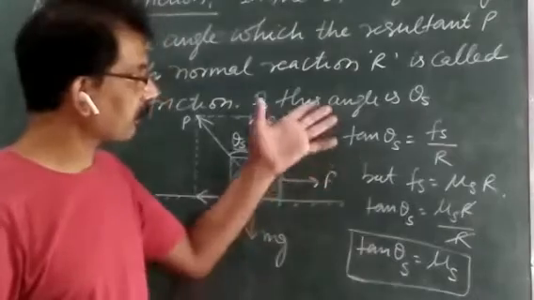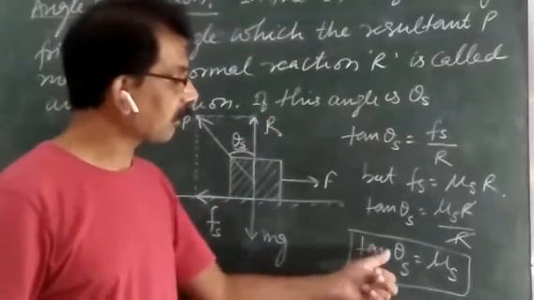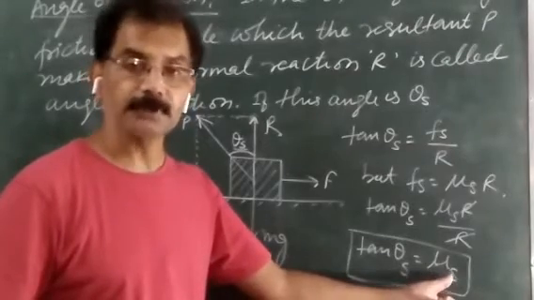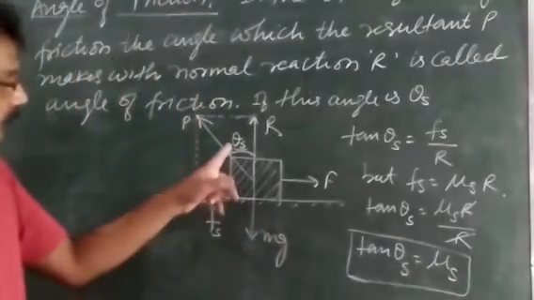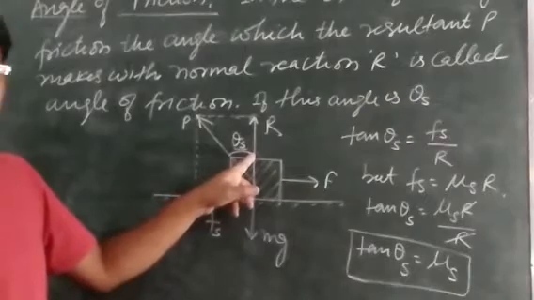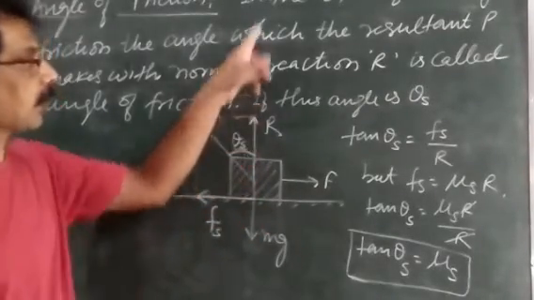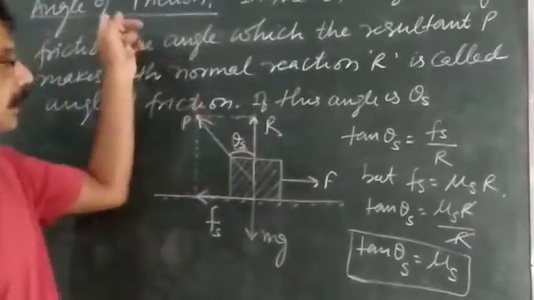So in this way you can find that the tangent of the angle of friction is equal to the coefficient of static friction. So theta s is what here? Theta s is the angle between the resultant P and normal reaction R, and by definition this angle is called angle of friction.